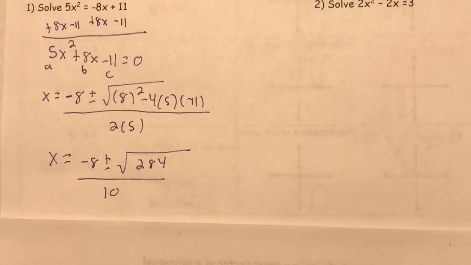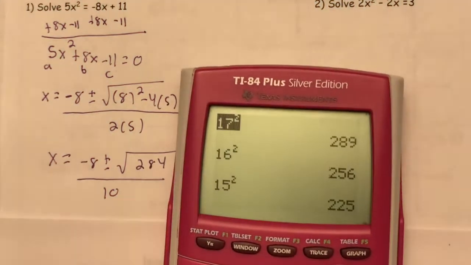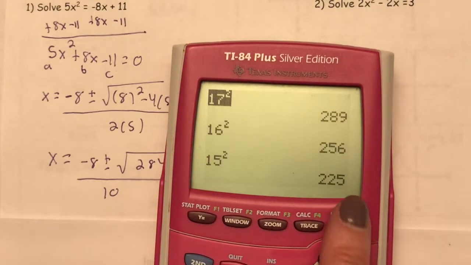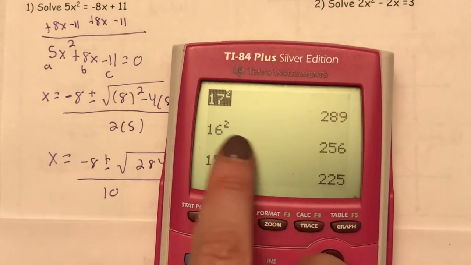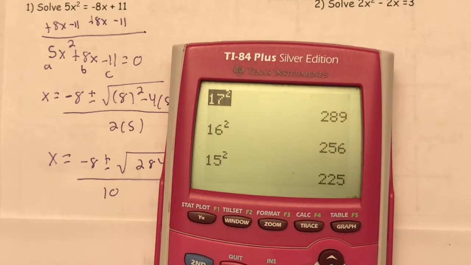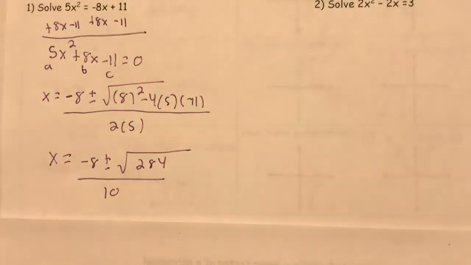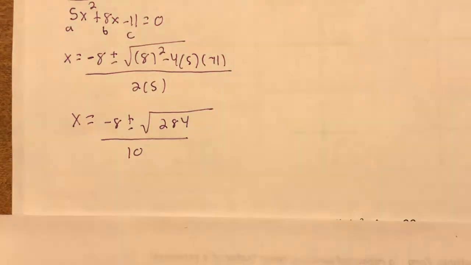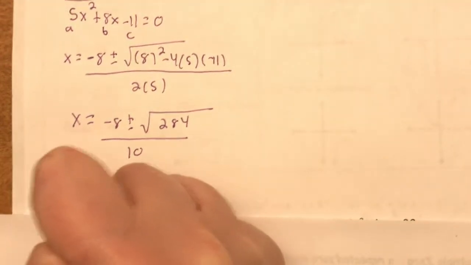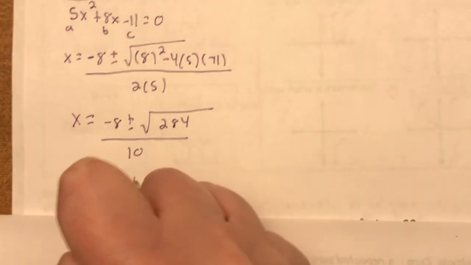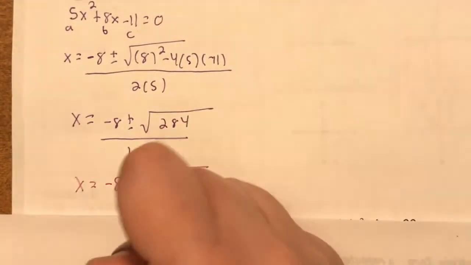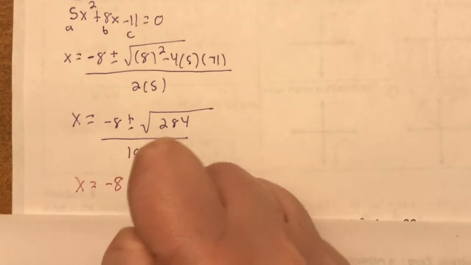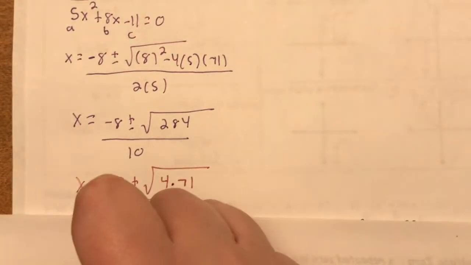So this goes back to what we did last week, where we have to break that down. Now, the first largest perfect square smaller than 284 is 256. That's 16 squared. So you need to go through and, starting at the largest square, work backwards until you find the first largest perfect square that goes into 284. And if you keep working that out, you're going to see that this is going to break down into x equals the negative 8 plus or minus the square root of 4 times 71 all over 10.